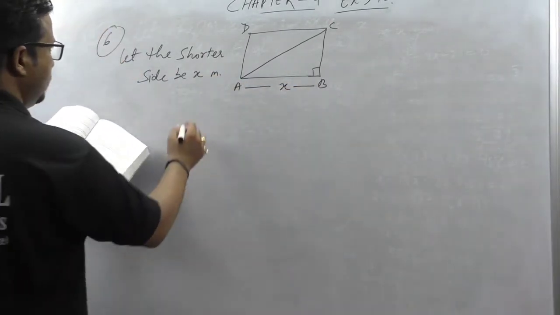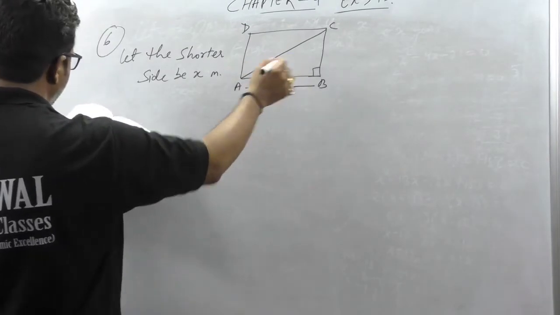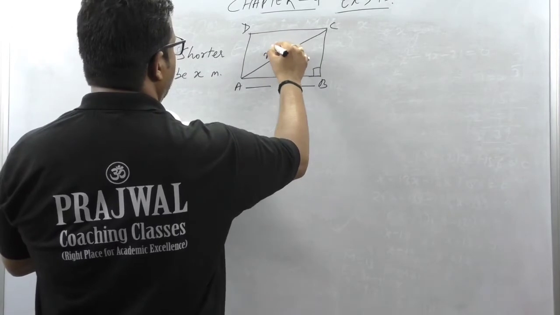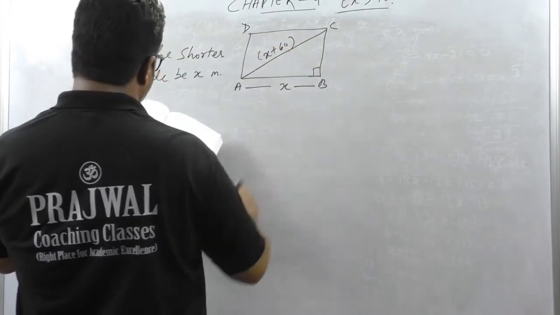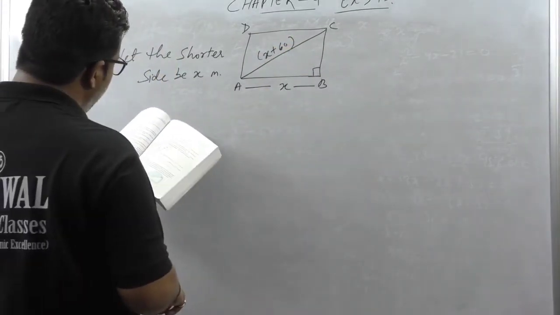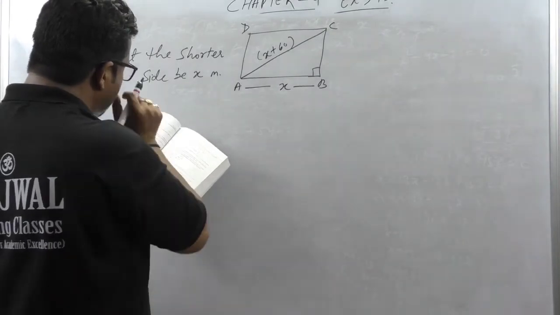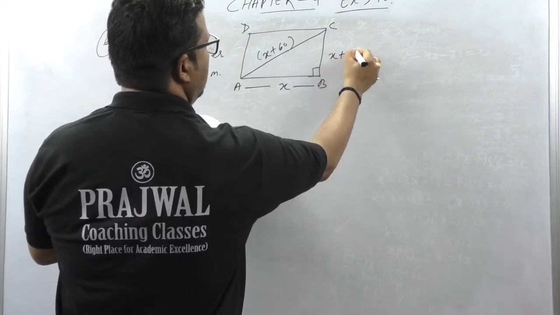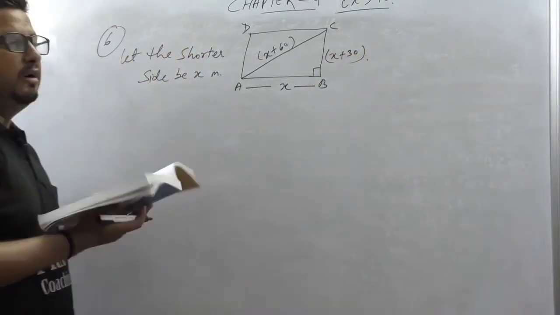अब वो question में कह रहा है कि जो आपकी hypotenuse है, मतलब अगर हम longest इसकी diagonal की बात करें वो 60 more than the shorter side, तो that will be x plus 60. All right, and it is given if the longer side is 30 more than the shorter side, it will be like x plus 30 according to the question.